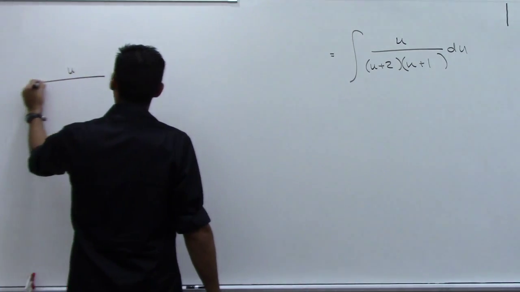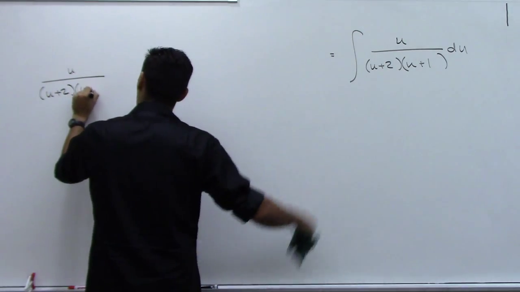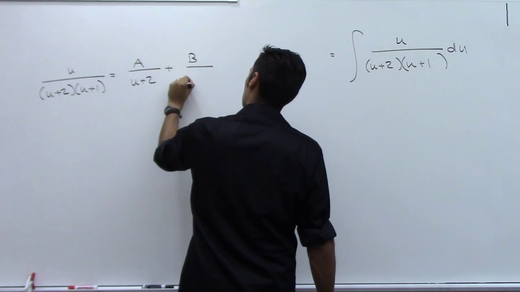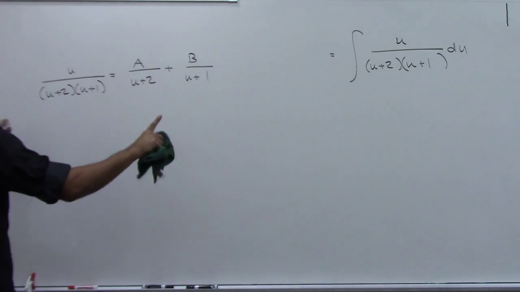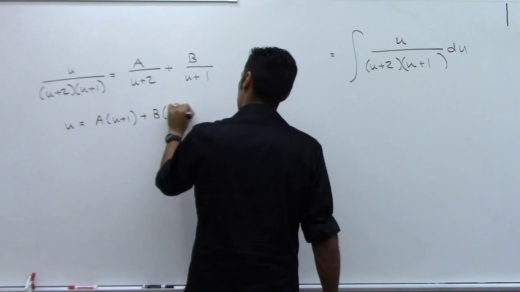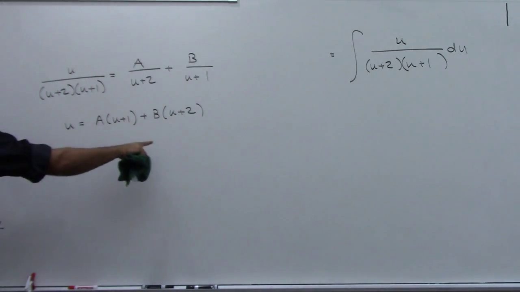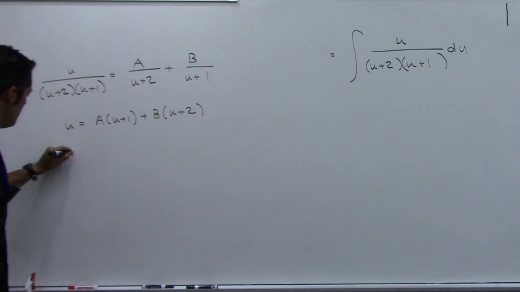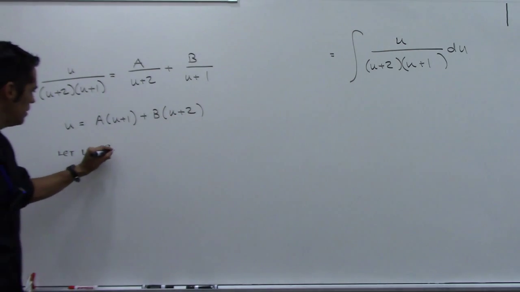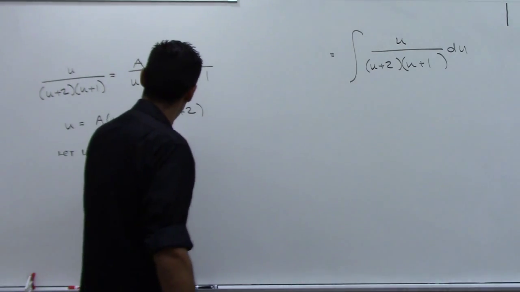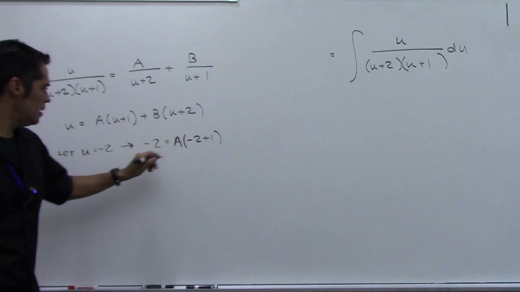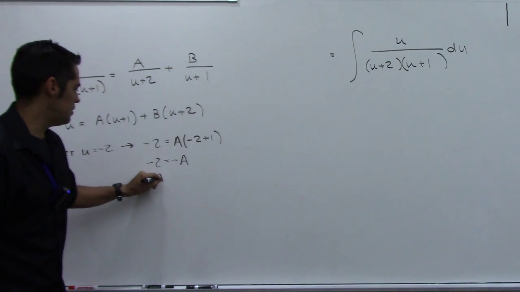So here we go. I'm going to rewrite the integrand, and then I'll come back to that integral in a second. For each distinct linear factor, I need a number over the linear factor, like that. And so then I multiply both sides by the LCD. I get u equals a times u plus 1 plus b times u plus 2. And now this is where I can try and wipe out b to get a, and then wipe out a to get b. So I'm going to let u be equal to -2 first. If I do that, it's going to kill this off. So u is -2, I get -2 equals a times -2 plus 1. So that gives me -2 equals -a, which means a is 2.